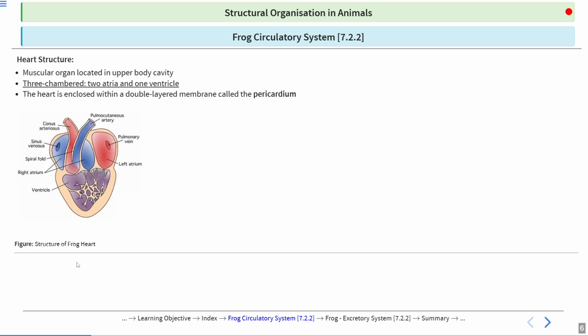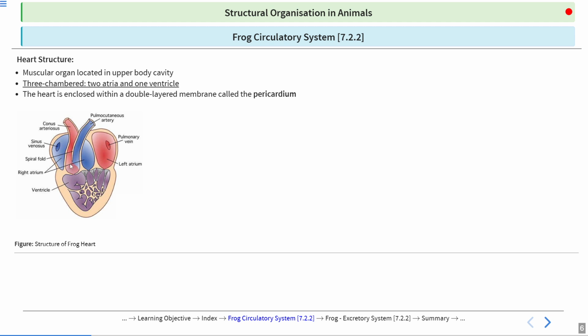Okay, so here you can see the heart structure. This is the first atrium, which is called the right atrium, and here is the left atrium. This left atrium receives what type of blood? It receives deoxygenated blood from the body. And there is the sinus venosus. Here you can see this is the opening that receives the deoxygenated blood, and it comes to this atrium.